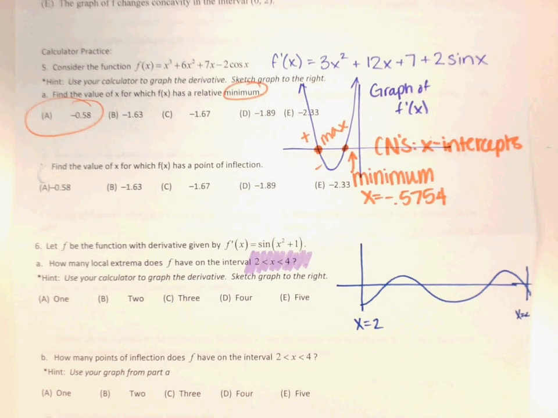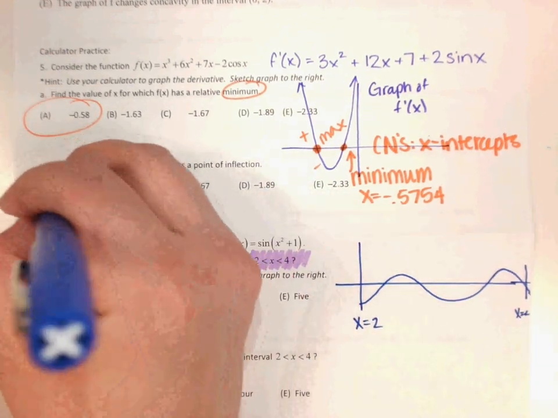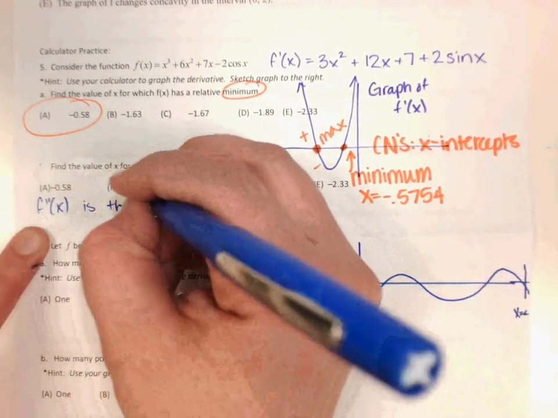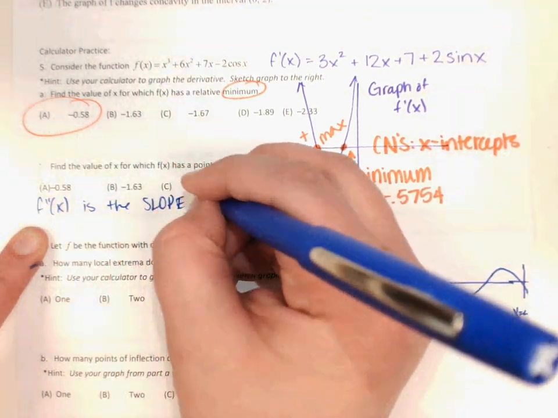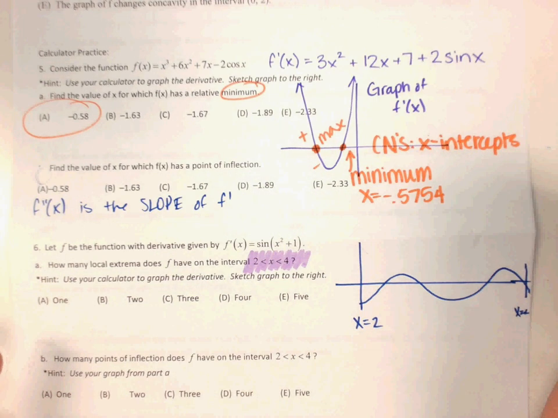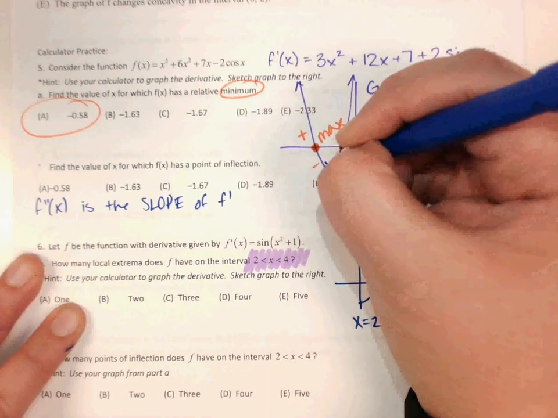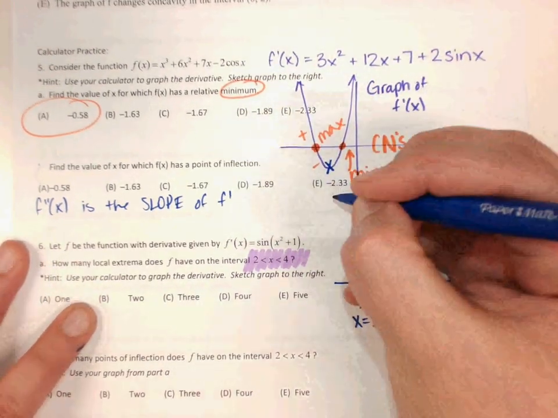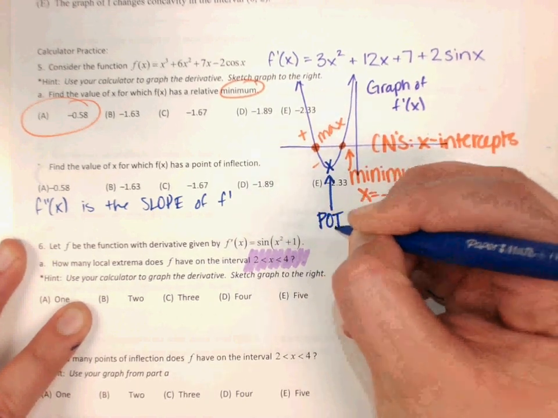Letter B, I want a point of inflection. How do you find points of inflection on the graph of f prime? Second derivative is the slope. So I'm going to put f double prime of x is the slope of f prime. So if I want the second derivative to change sign, I need the slope to change sign. Where does that happen? Where would I put the x on the graph? Right at the bottom of that. Very good. And that right there would be your point of inflection.